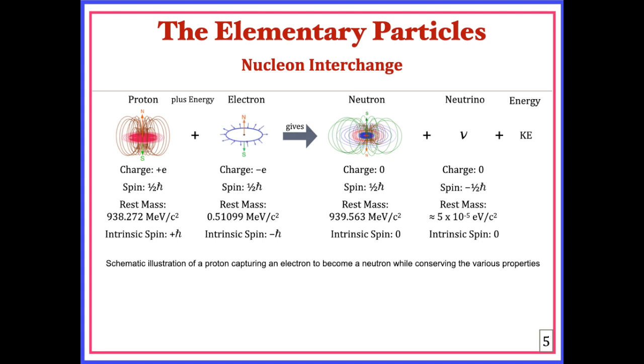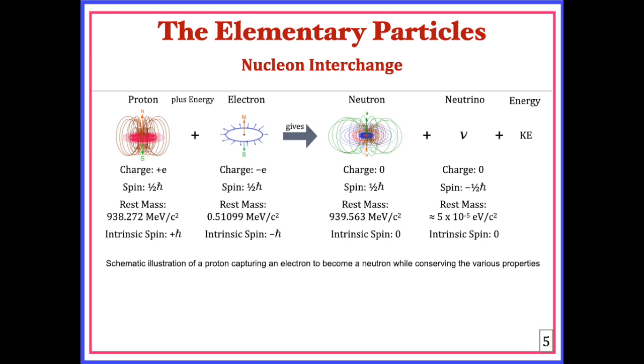This reaction can also occur when there is an excess of protons in a nucleus. A proton captures an electron and is converted to a neutron. Again, conservation of spin requires the emission of a neutrino of the appropriate spin to balance things out. That's a radioactive decay by electron capture.